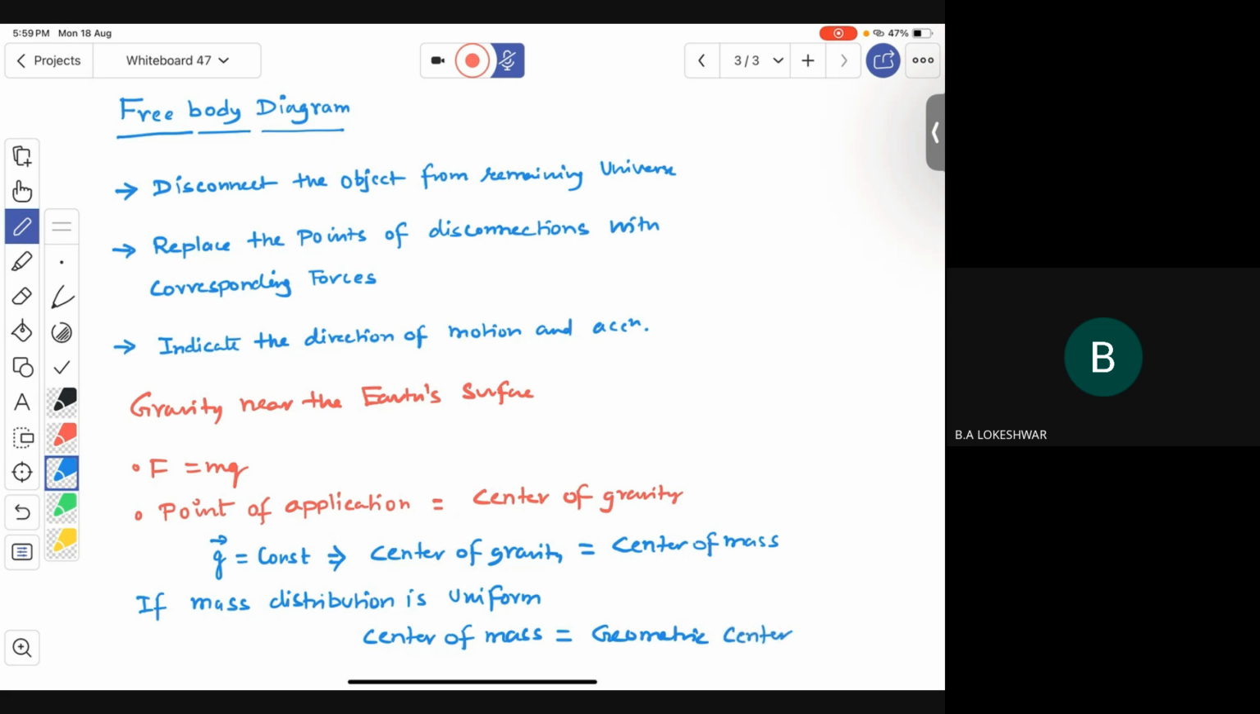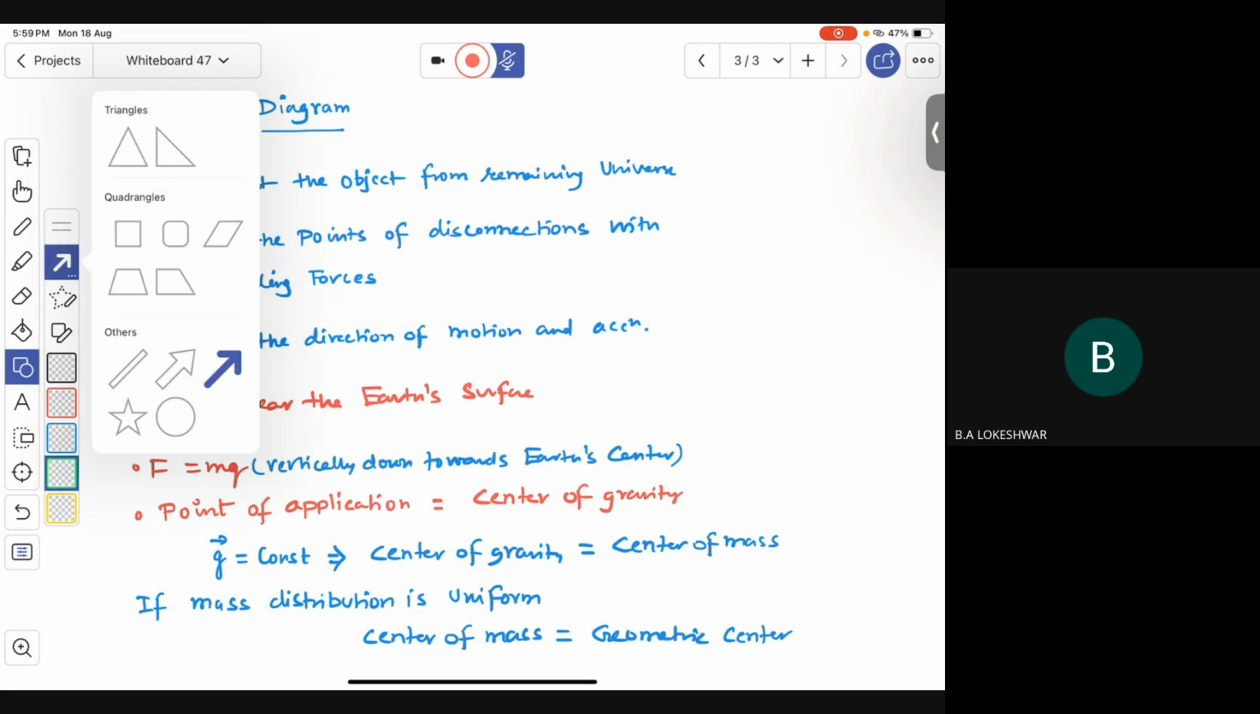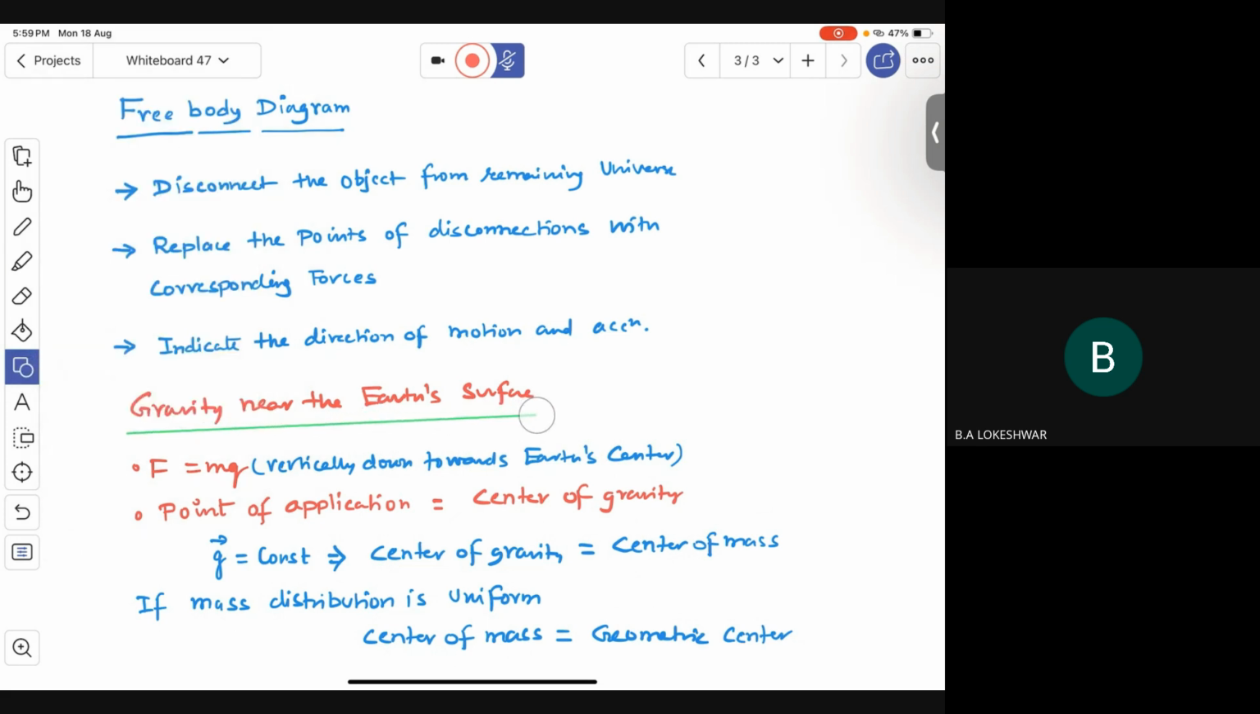and which way will it be acting? Vertically downwards, no? Towards the earth's center. Well, there's a chapter dedicated to this force of gravity called gravitation. And the center of gravity we discuss in some other chapter where we talk about torque. And center of mass, we discuss in the chapter called center of mass or linear momentum. Okay, so that is something which we know about.